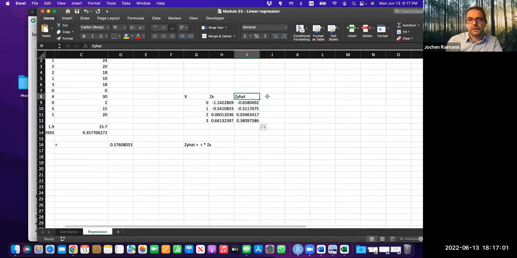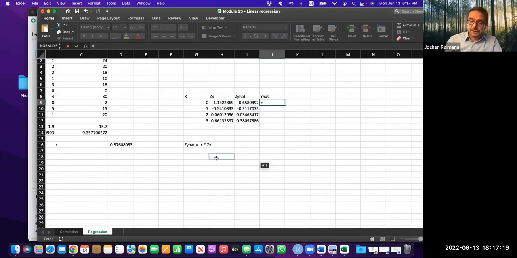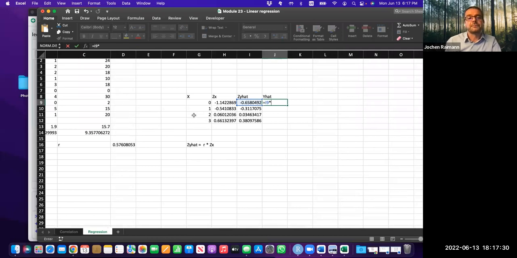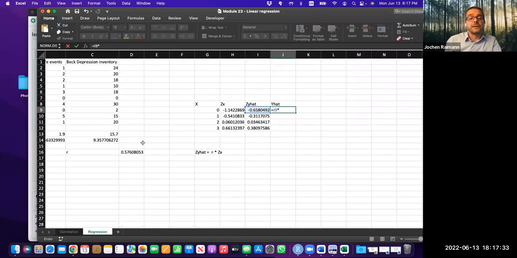So these are your set y hats, and the actual y hats are then being calculated. The calculation is y minus the mean of y, divided by the standard deviation, which gets us there. So if we now multiply the set y hat by the standard deviation plus the mean, this will essentially get us a y hat.